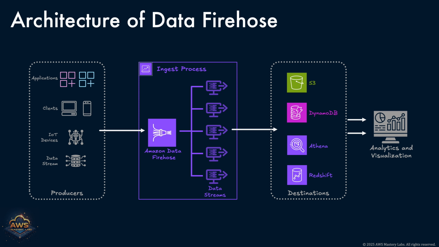Here we have an illustration of the Data Firehose architecture. On the left, we begin with a diverse set of data producers. These could be web and mobile applications generating clickstream data, IoT devices streaming telemetry, back-end services emitting logs, or other data pipelines producing events in real time. Each of these sources creates structured or semi-structured records that need to be captured, processed, and stored, often within seconds of their creation.